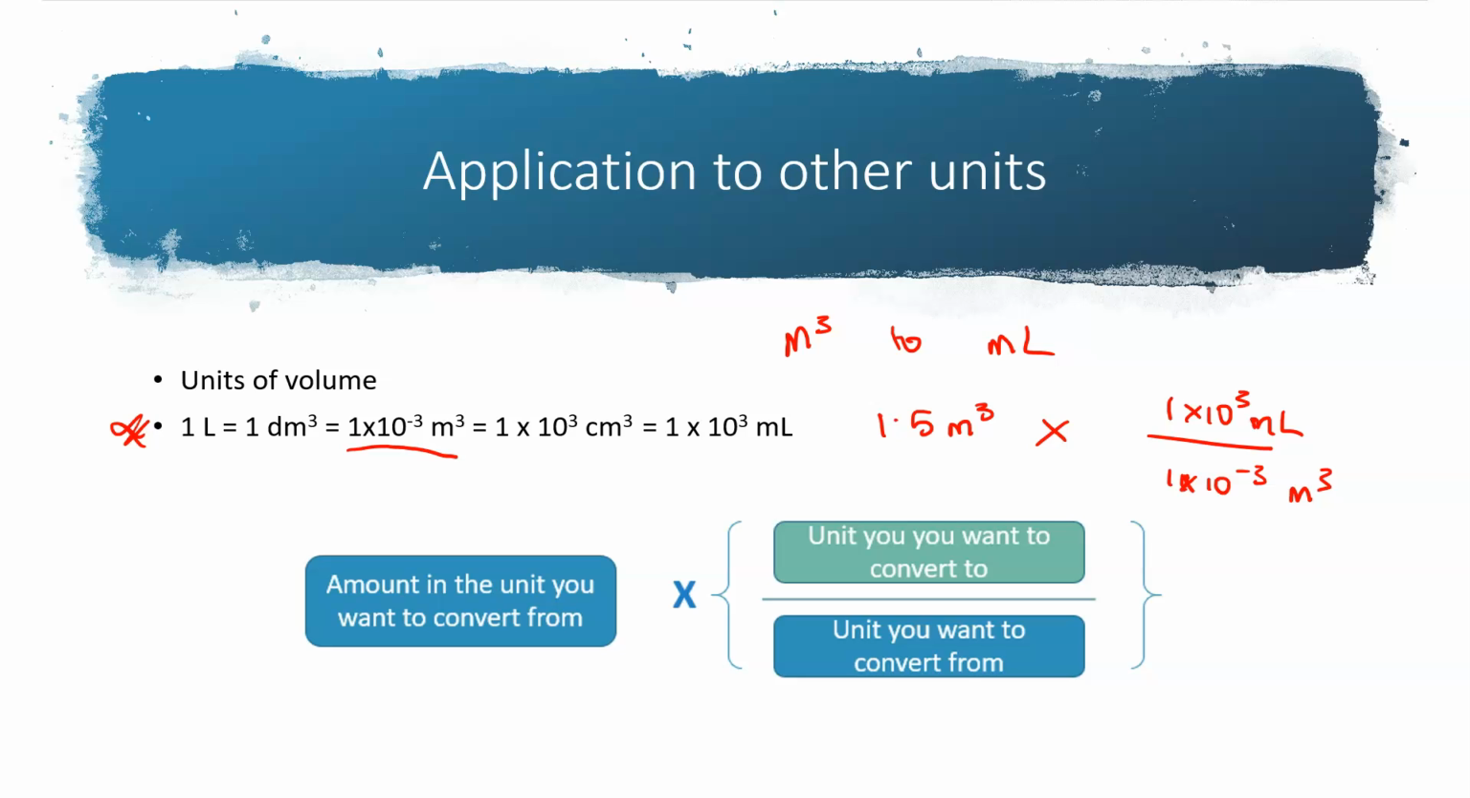Okay, and then we're going to multiply by the number that we had, 1.5, and that will be a huge number, which is 1,500,000 milliliters, which makes sense because 1 liter is 1 decimeter cubed, and 1 decimeter cubed is 1 times 10 to the negative 3 meters cubed. So this is going to be a huge volume. Okay, noting that there's 1,000 liters in a meter cubed, or more than that.